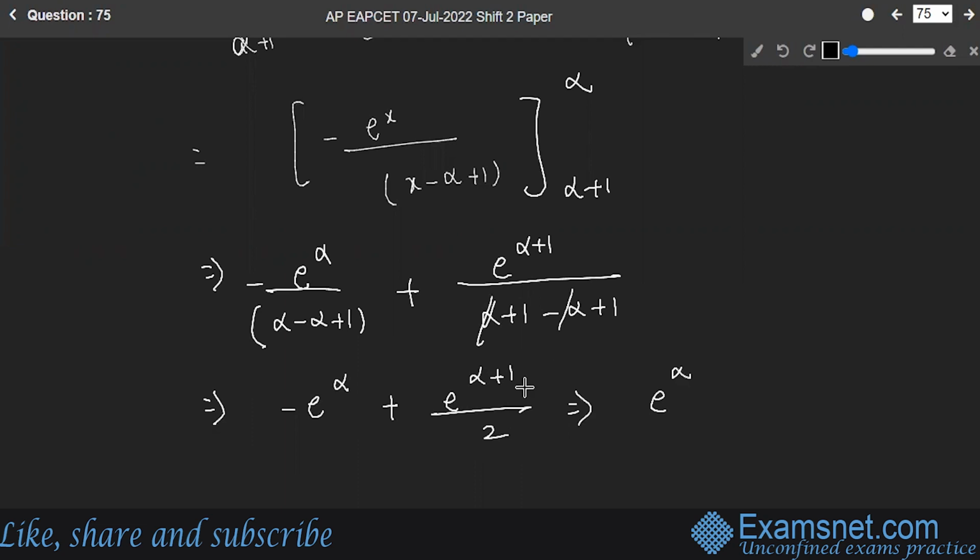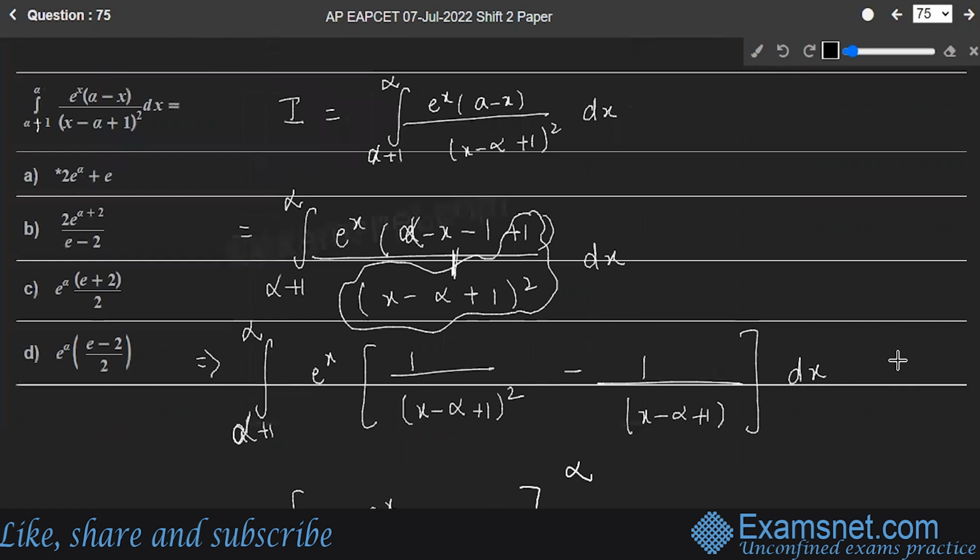See, this one is actually equal to e raised to power alpha into e. So I'll take e raised to power alpha common, which will leave me with e minus 2 upon 2. When you solve this as a whole, you will get this as the result. Let's check with the options. Option D is the correct answer for the question.